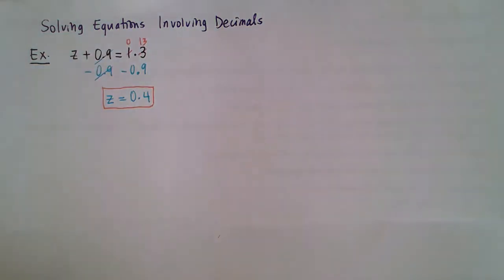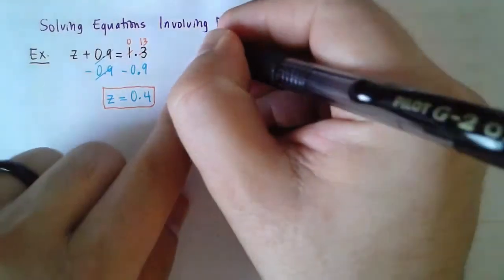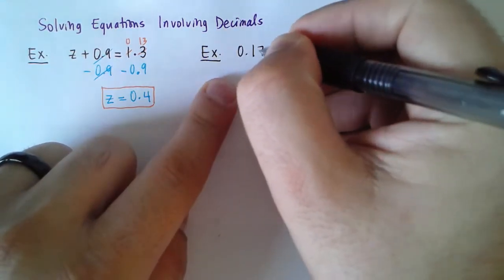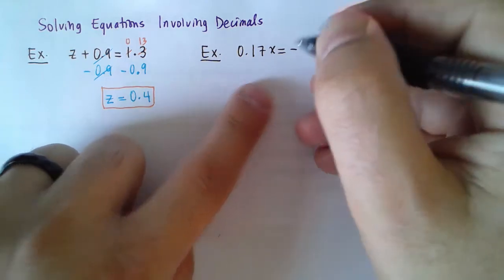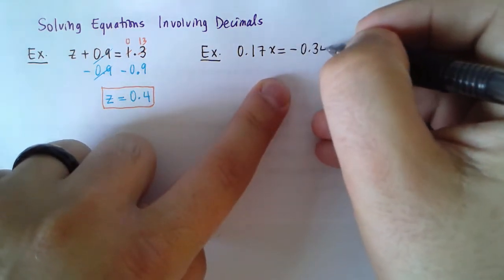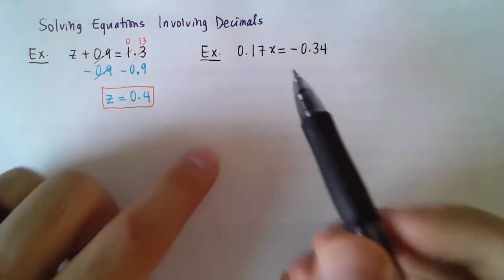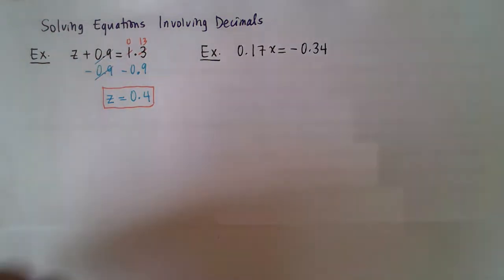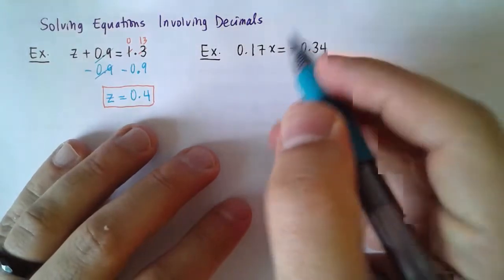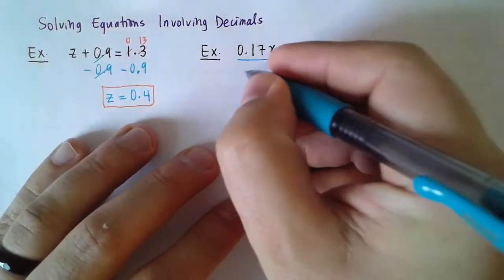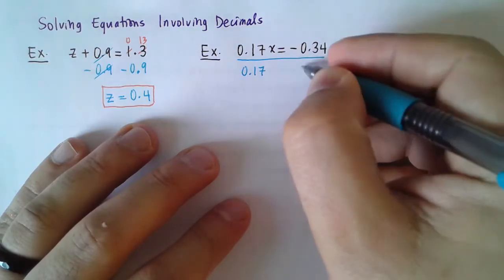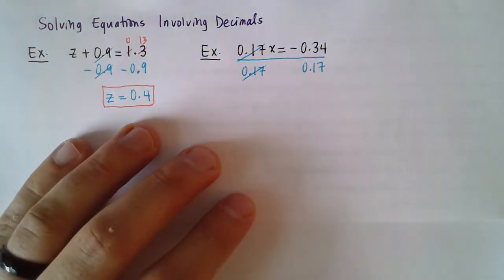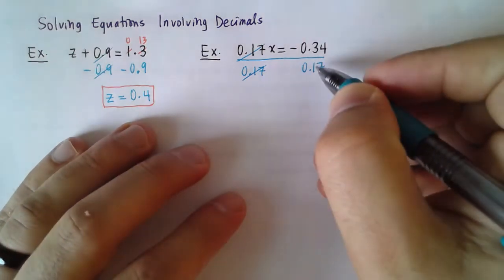Another one, we have this time 0.17 times x equals negative 0.34. Now you see this time x is multiplied by 0.17, so you divide both sides. In order to isolate x, you divide both sides by 0.17. So these two will cancel, and we don't use any calculators. So these are the divisions of two decimals.